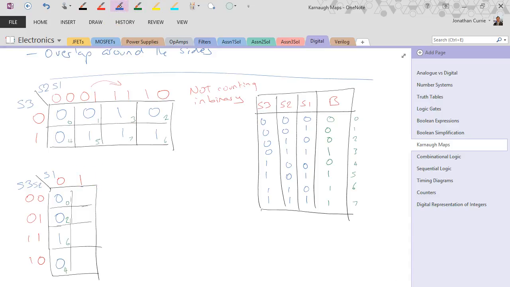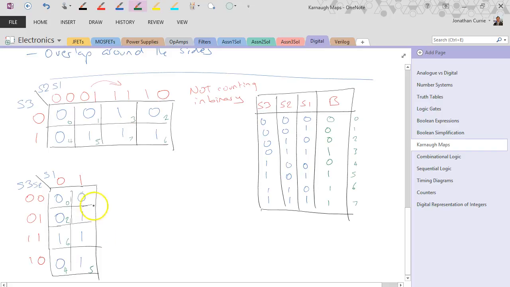0, 0, 1 will give us row 1. 0, 1, 1 gives us row 3, which was a 1. 1, 1, 1, row 7. 1, 0, 1 will give us row 5. And that will be 7 there. Alright, so in both cases we've actually ended up with the same pattern even though we've drawn our K-map in different ways. And I could have reordered the inputs and still come up with something similar.